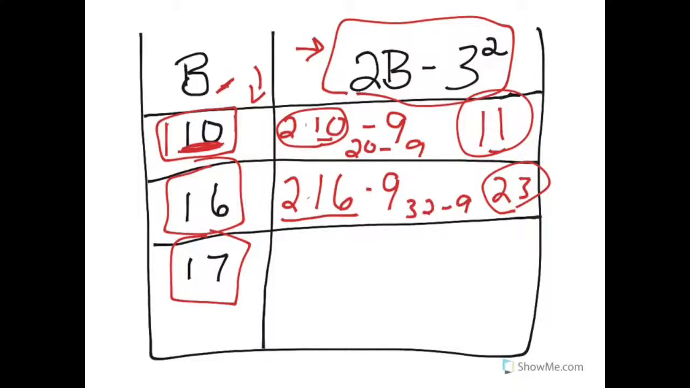2b minus 3 squared. If b equals 17, you have 2 times 17 minus 3 squared, which again, we're going to do that first because of PEMDAS, our order of operations. 3 squared gives us 9. Then we have to do our multiplication.